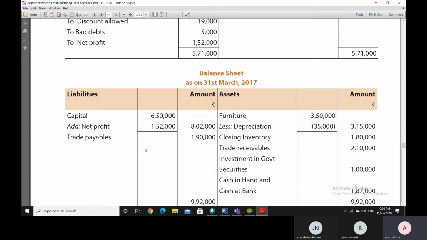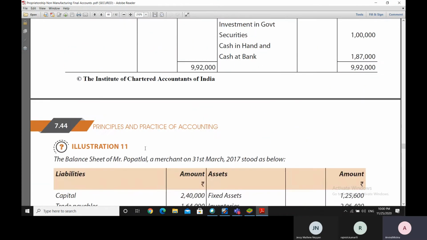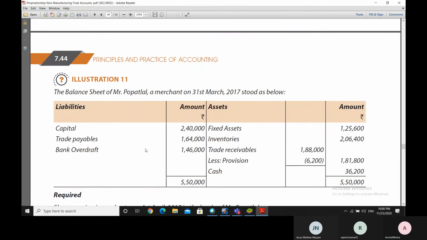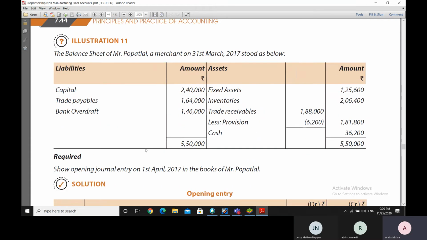And all the other usual entries will be made and the balance sheet will be prepared. Now in illustration 11, this is a question where the balance sheet is already given to us, of Mr. Popatlal, a merchant, as on 31st March 2017. So the balance sheet is given to us.